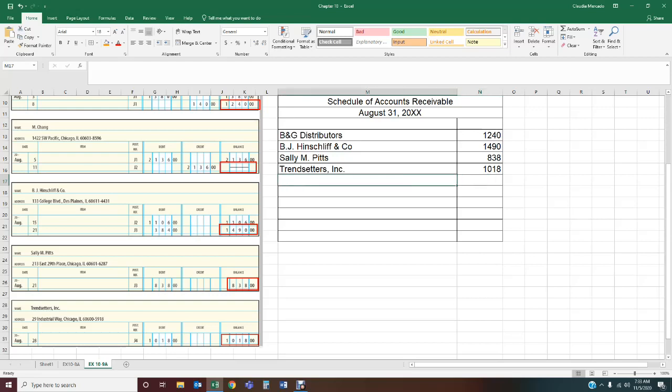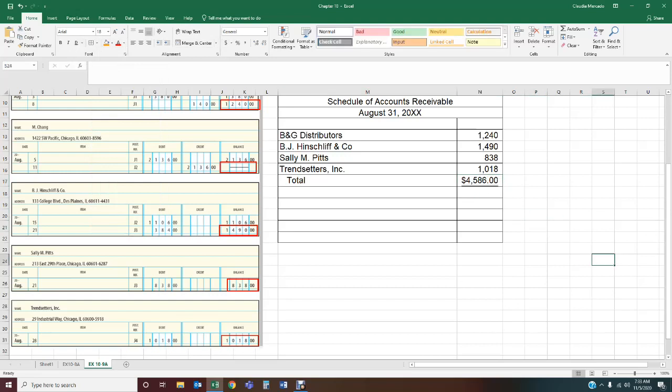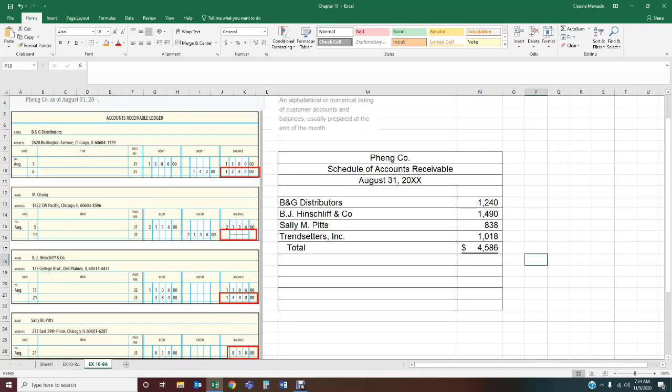Okay, now I'm going to get my total. So you just add your totals together. And that is my total of 4586. Now, when you give this report to your manager, that way they know, okay, Mr. Manager, here is your schedule of accounts receivable. So what this means is these are all of the people that owe us money. Okay, Mr. Manager, BNG distributors, Hinchcliffe, Pitts, and Trendsetters. The total that they owe us is $4,586 combined.